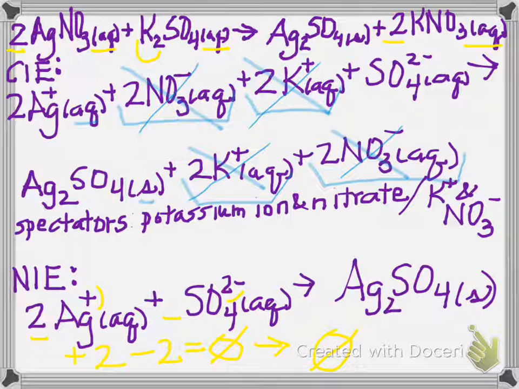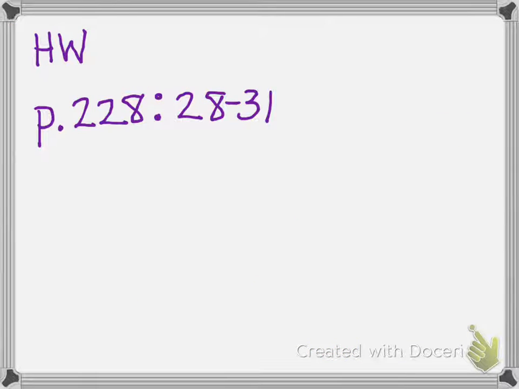So that brings us to the end of Chapter 8 altogether. Your homework is on page 228, numbers 28 through 31. I will tell you that in our notes, every single time we did a net ionic equation, we did a complete ionic equation first. Some of you have probably noticed a pattern that exists. If you know that pattern and see that pattern, you don't necessarily have to do a complete ionic equation.